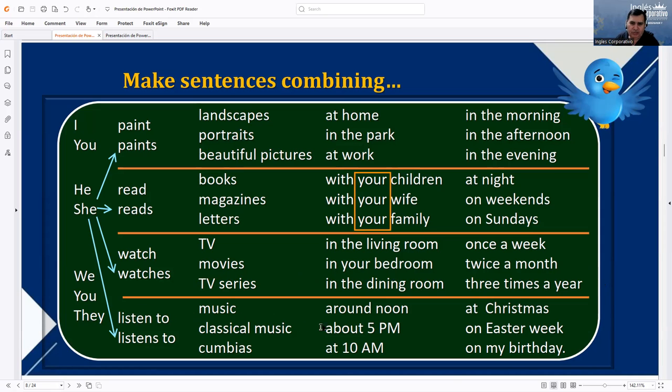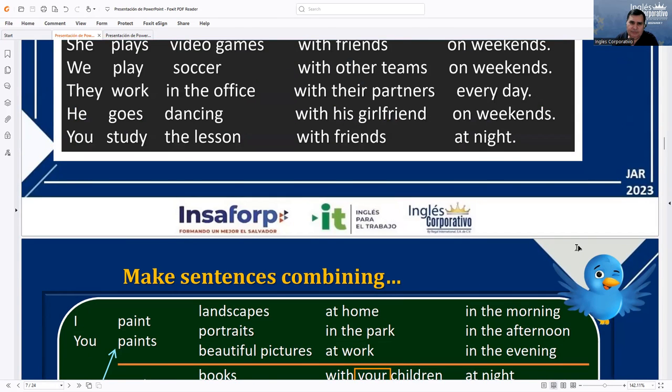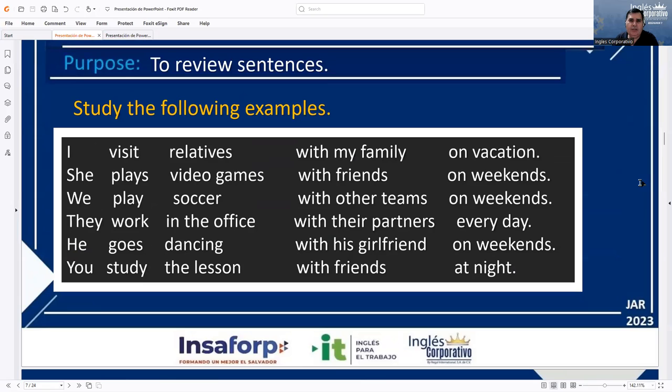We listen to music around noon on Easter week. We listen to classical music about 5 p.m. at Christmas. They listen to cumbias at 10 a.m. on my birthday. Okay, so this is the way we put them here together. Okay, how to make sentences. I visit relatives with my family on vacation.